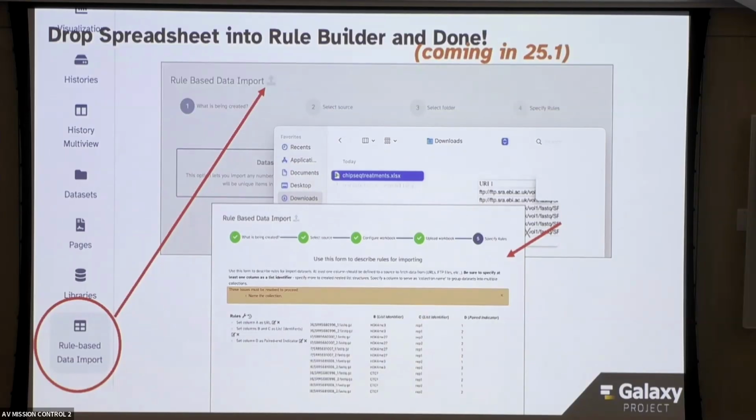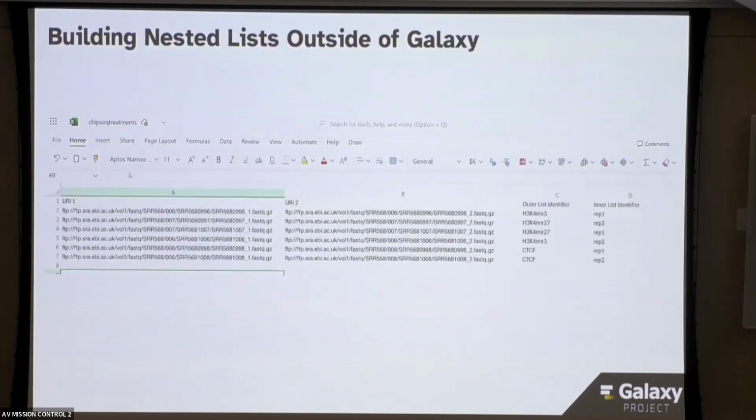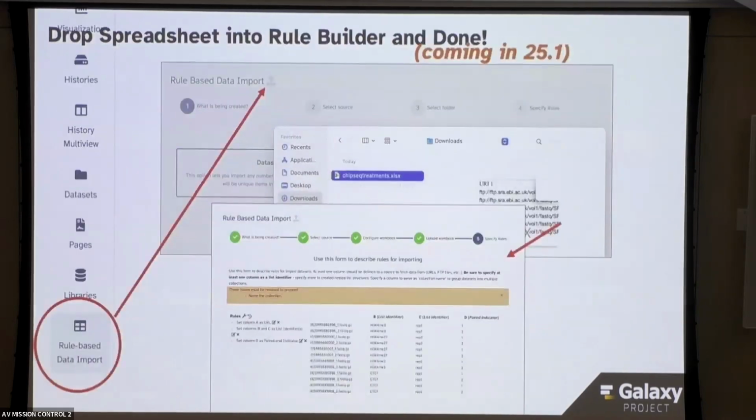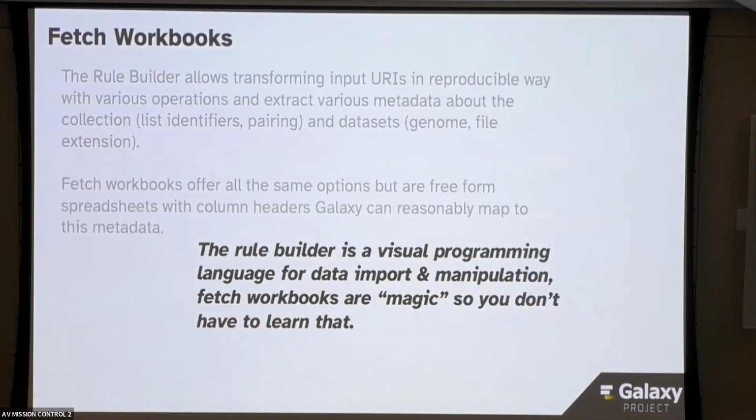and Galaxy will do all the work of looking at the headers and so on and saying, well, this is a URL, this goes here, this is a second URL, it goes here. These are what the list identifiers mean, et cetera. And so from that spreadsheet, I can infer that this is a nested list of pairs, and you can just upload them right to Galaxy this way. All you need to do is drop that spreadsheet in and give it a name. So if the rule builder was a visual programming language for data import manipulation, these fetch workbooks are magic.